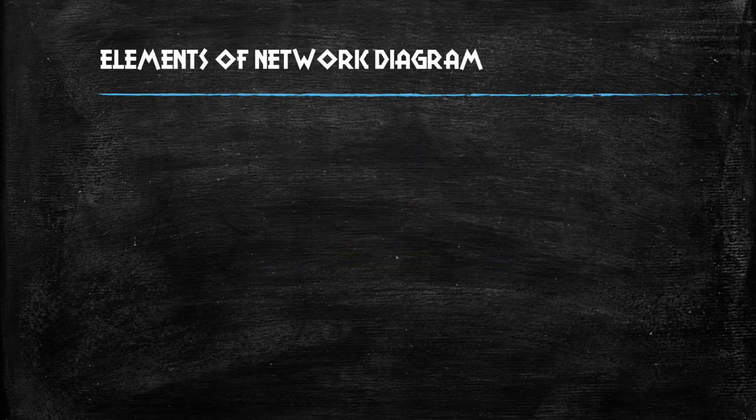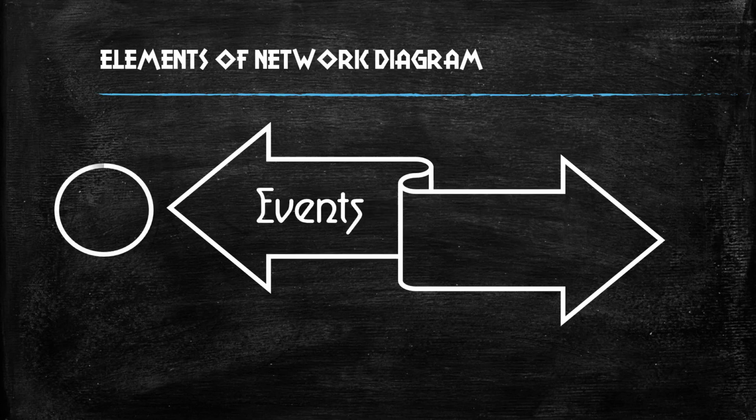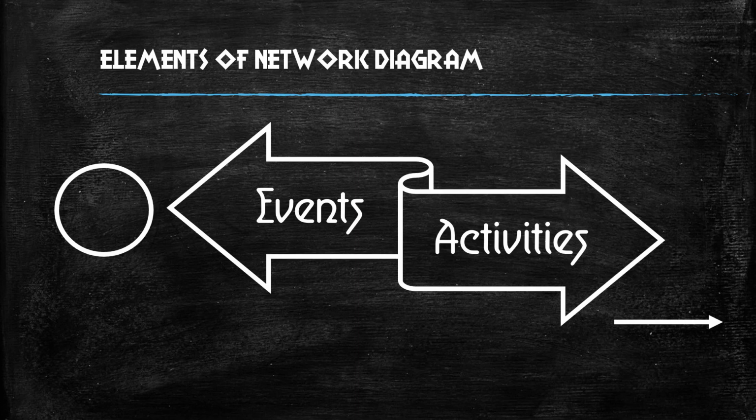Elements of network diagram. When you want to draw a network diagram, you need two elements. One is events, which we represent with a circle, and the other is activity, which we represent with an arrow. We all would have seen a network diagram where you have two or more circles connected with arrows. That is the network diagram. So the circle represents an event and the arrow represents an activity. Let us see in detail.